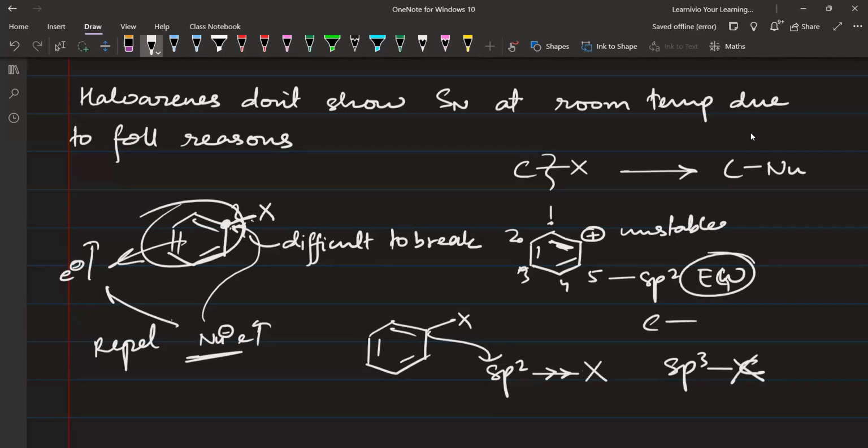And when the carbon atom is attached with a halogen atom, it gets a delta positive charge. And because of this delta positive charge, the nucleophile attacks here. But in this case, the halogen atom is not able to attract the electron because of the higher electronegativity of the sp2 carbon atom. And that is why the nucleophile cannot reach the alpha carbon and attack. So these are the reasons.